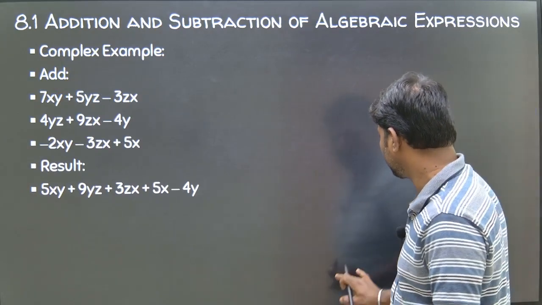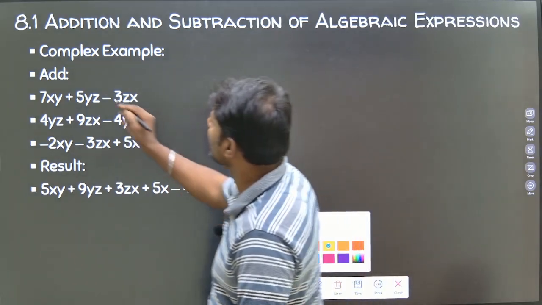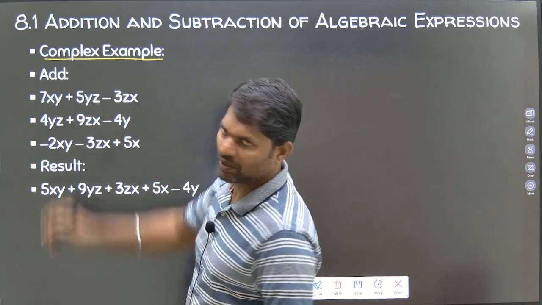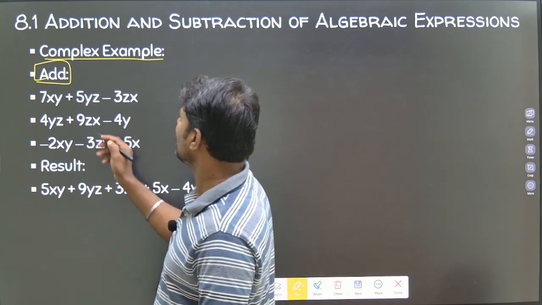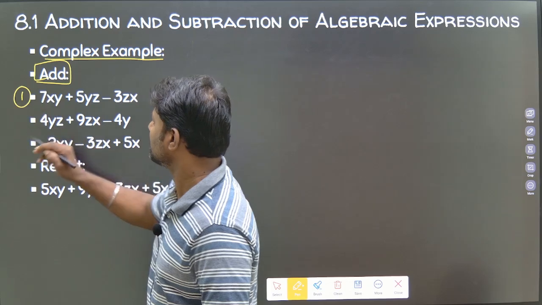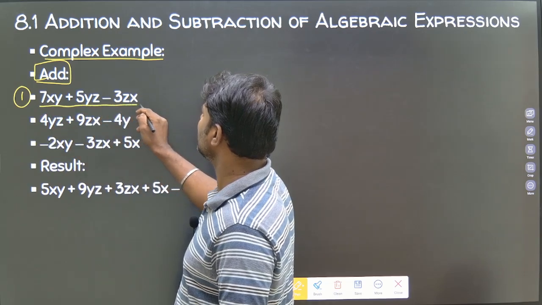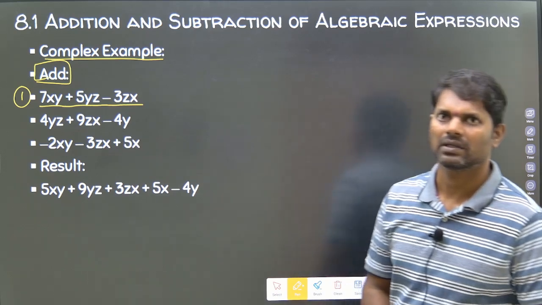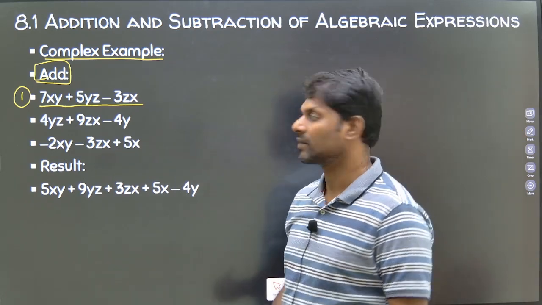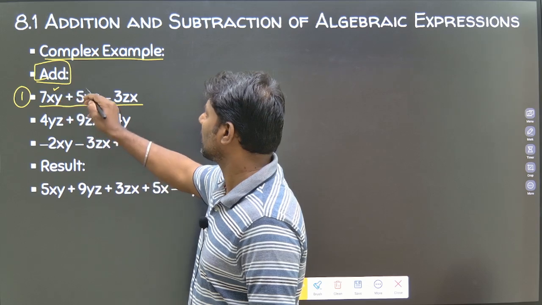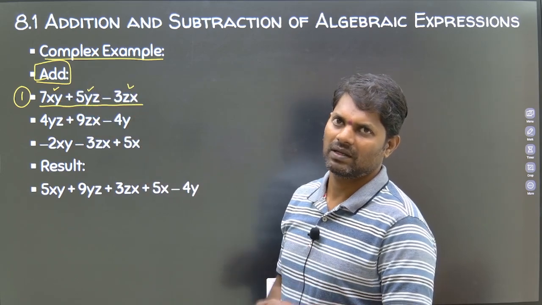Next, one more example here. One complex example we are going to discuss. Perform addition of, this is one algebraic expression, 7xy plus 5yz minus 3zx. This is also a trinomial type. 3 terms are there: term number 1, term number 2, term number 3. It is a trinomial type of algebraic expression.